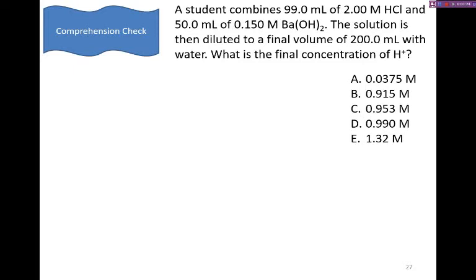Welcome back. So in this problem, we have hydrochloric acid reacting with barium hydroxide, and then the solution is diluted. We want to find out what's the final concentration of hydrogen ions. The first step for all of these problems is to write out a balanced chemical equation. Then we need to identify, if we're looking for, in the end, the concentration of hydrogen ions, what's the source of those hydrogen ions potentially?